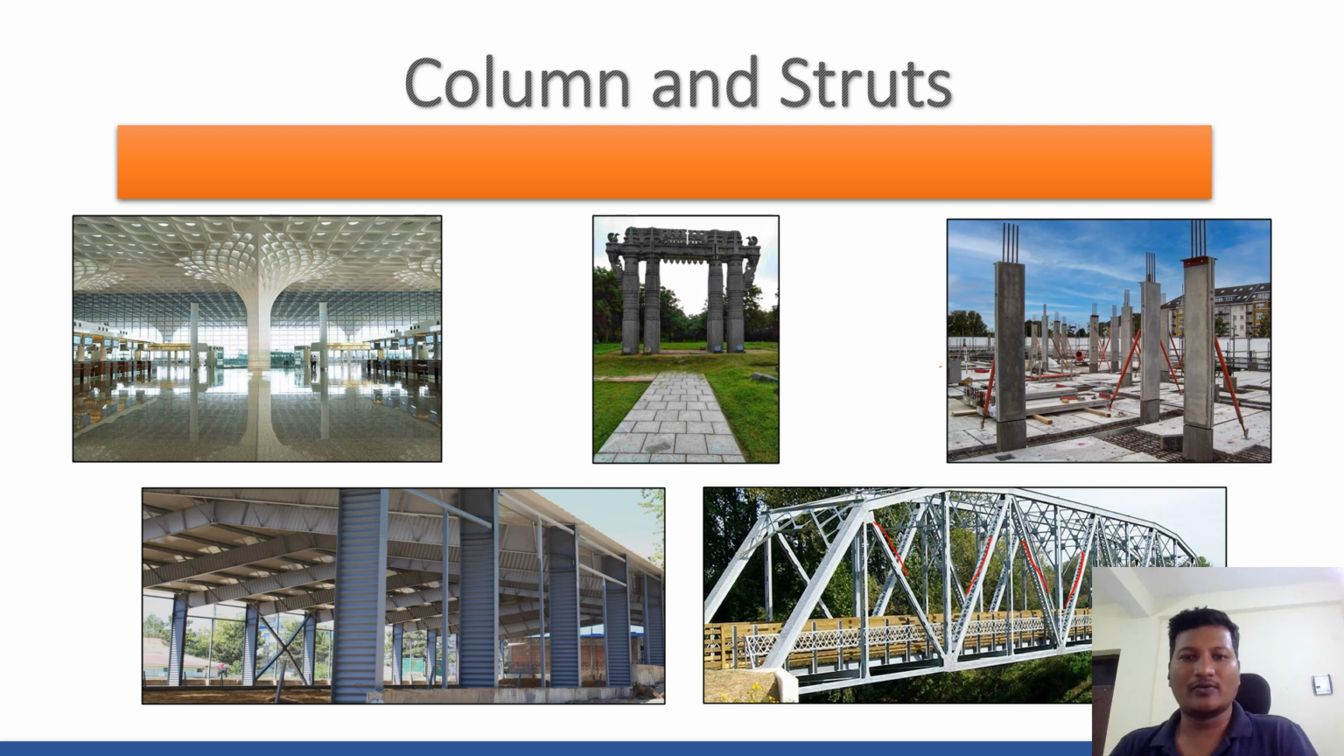So what is the role of a column? A column is used to provide vertical support and transmit force to the structures below. Struts are also used to provide outward facing supports in any orientation. It may be horizontal, it may be vertical, it may be diagonal. You can see the orientation of these struts. They are basically used to design members that support roofs or other structures.